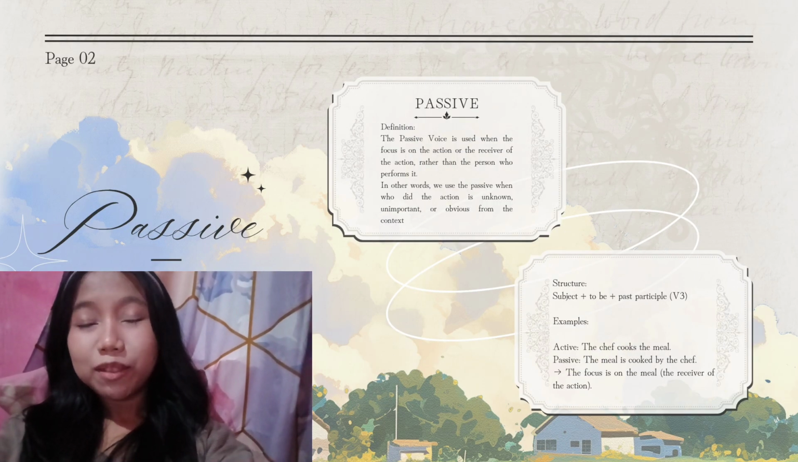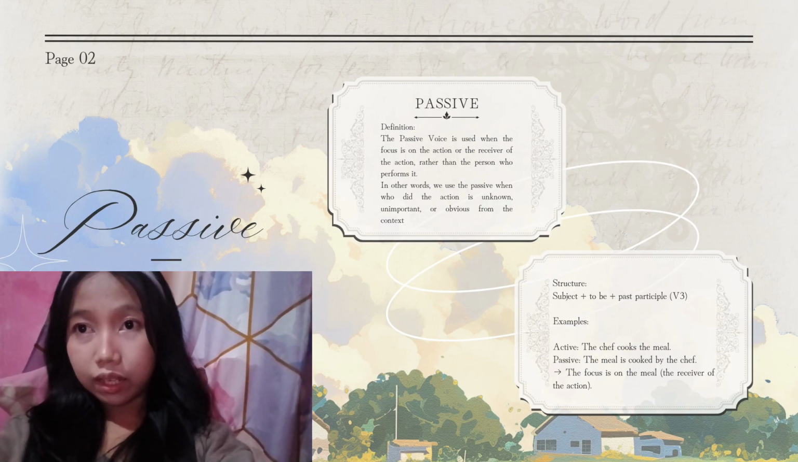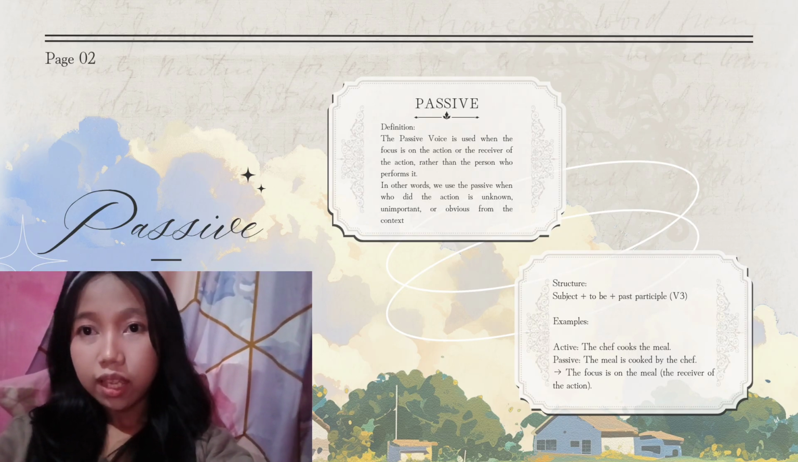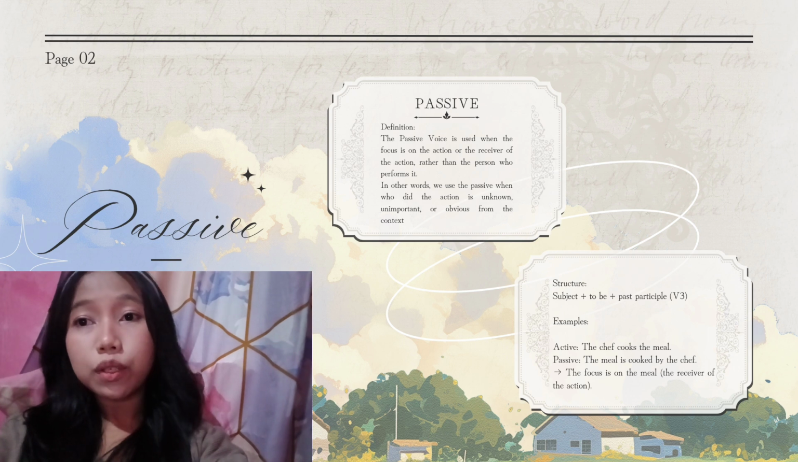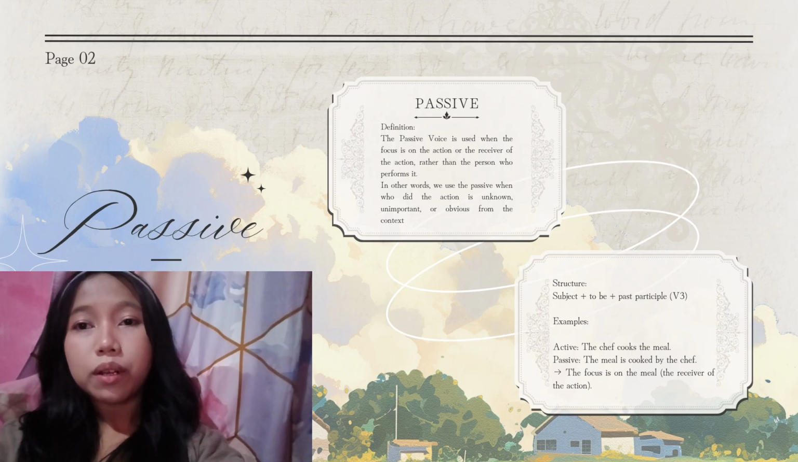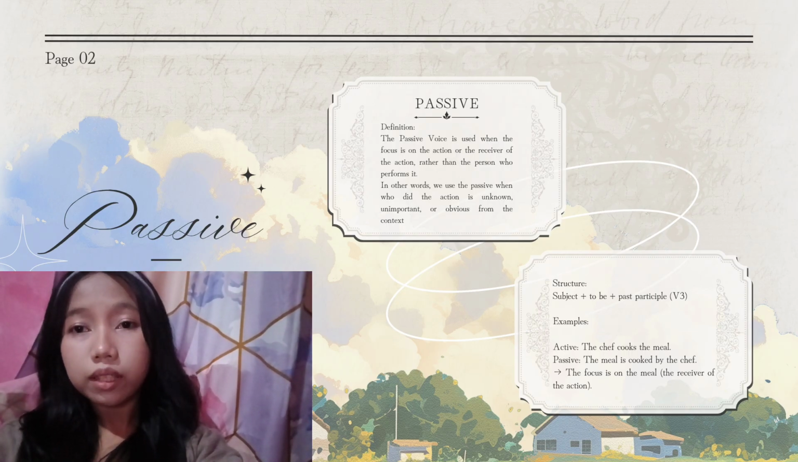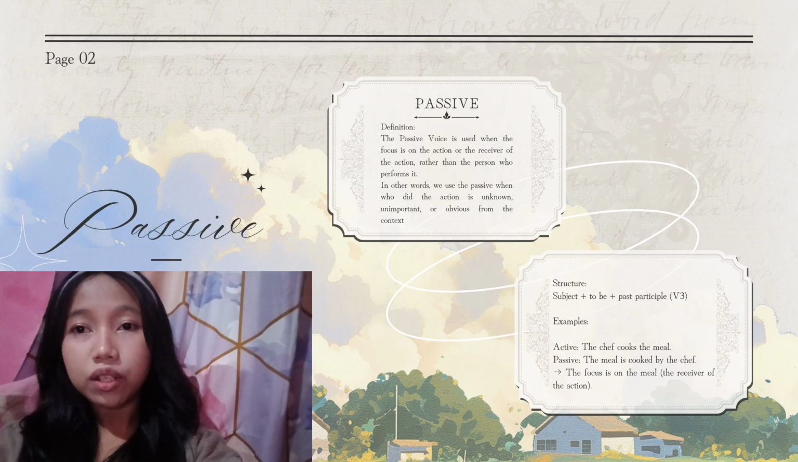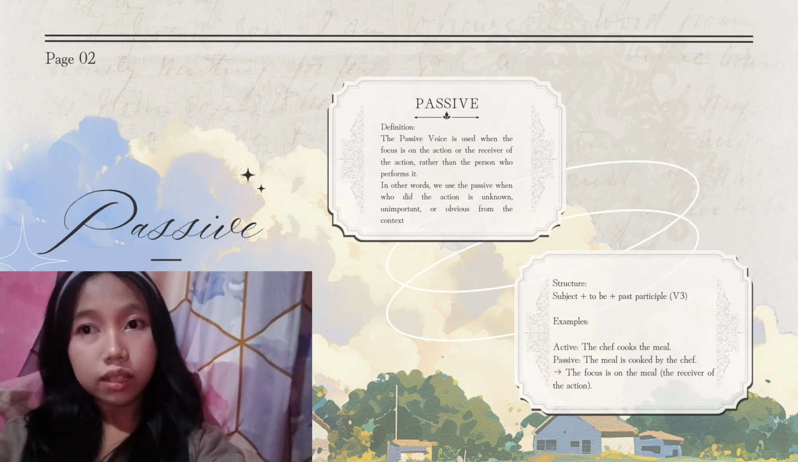Okay, today I will explain about the passive and causative. But first, I will explain about the passive voice definition. The passive voice is used when the focus is on the action or the receiver of the action, rather than the person who performed it. In other words, we use the passive when who did the action is unknown, unimportant, or obvious from the context.